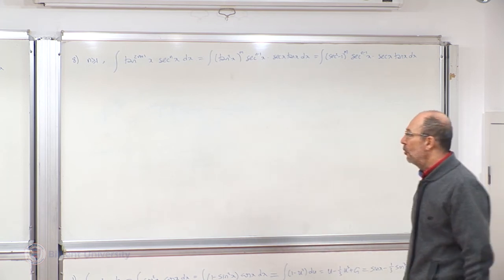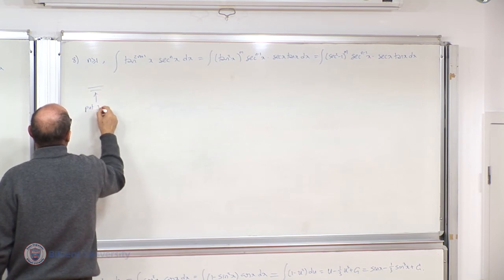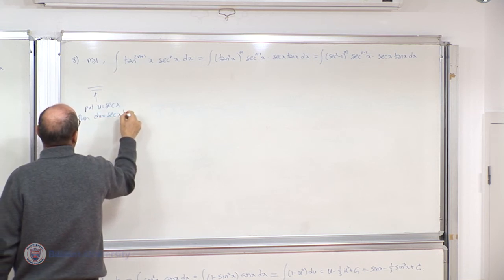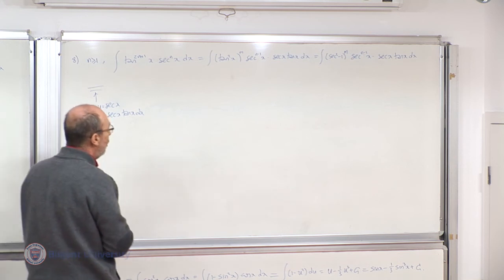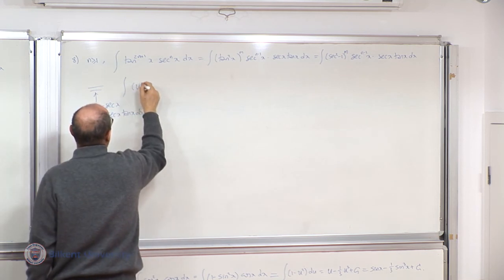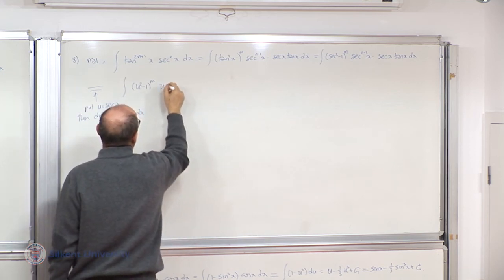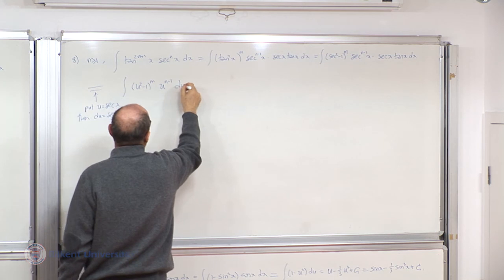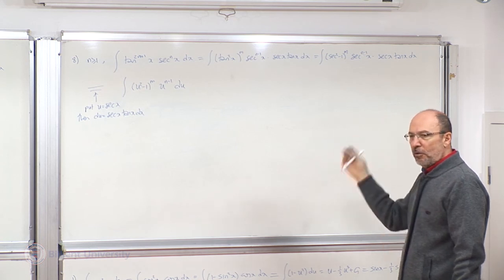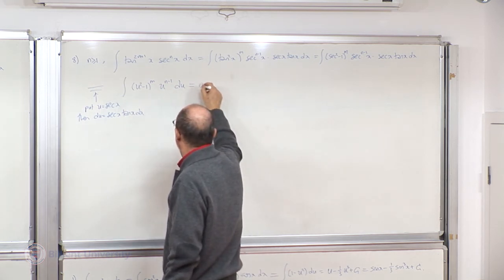Okay, now I can do substitution. So now put u equals secant x, then du is secant x tangent x dx, and I have all of these there. So the integral becomes u square minus 1 to the power n, and I have u to the power m minus 1 du. Okay, so again, you use binomial formula. The rest is straightforward once you reduce it to a polynomial form. So the rest is easy.